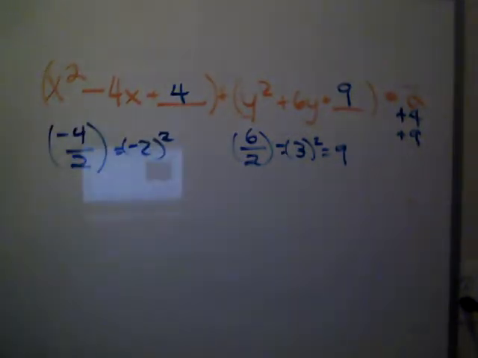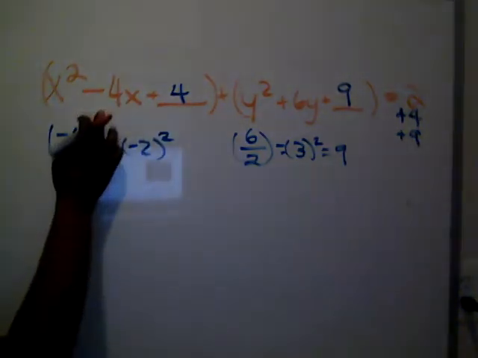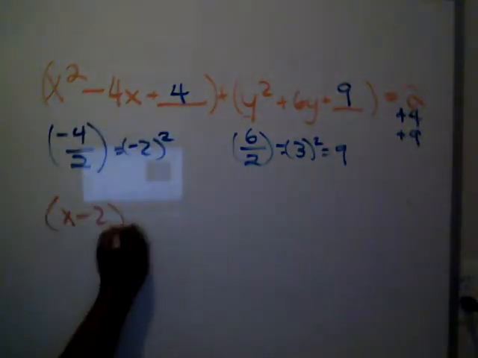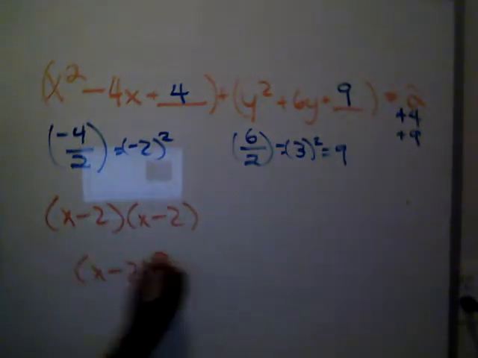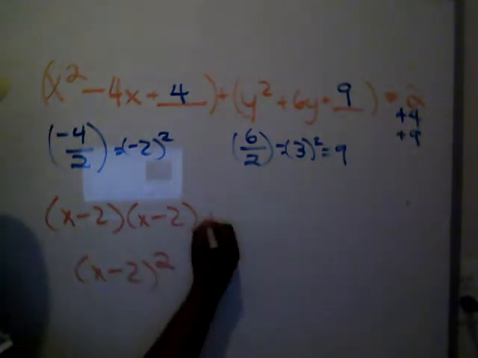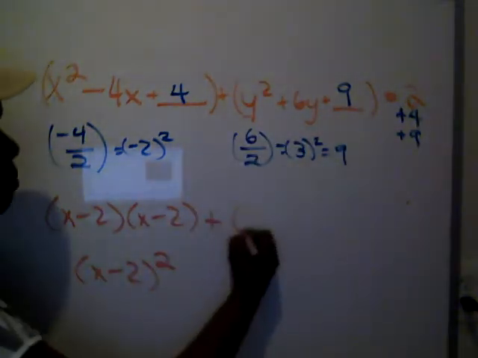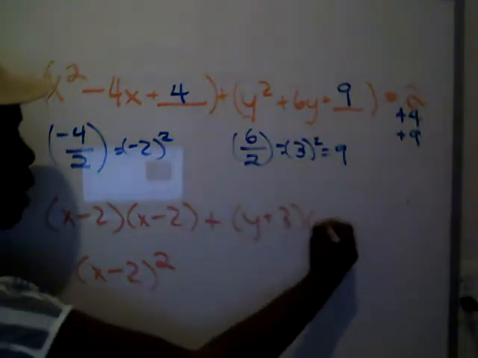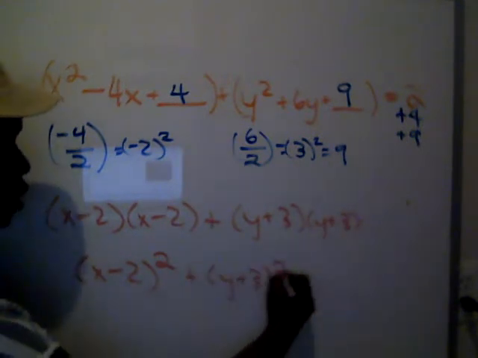group these into factors. Well, two things that multiply to 4 but add or subtract to give us negative 4. Well, that'd be x minus 2 and x minus 2. Or we can just say x minus 2 squared. Okay, and then plus two things that multiply to 9 but also add or subtract to get us 6 would be y plus 3 and y plus 3, which is just y plus 3 squared.